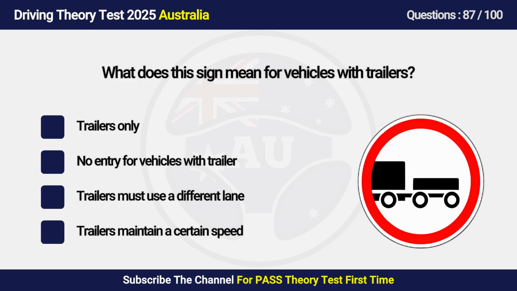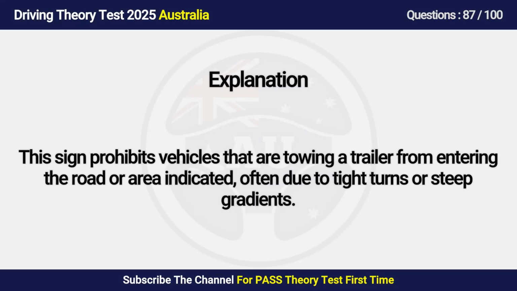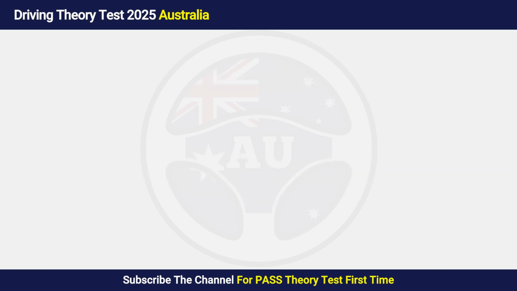Question 87. What does this sign mean for vehicles with trailers? A. Trailers only. B. No entry for vehicles with trailer. C. Trailers must use a different lane. D. Trailers maintain a certain speed. Answer is B. No entry for vehicles with trailer. This sign prohibits vehicles that are towing a trailer from entering the road or area, often due to tight turns or steep gradients.